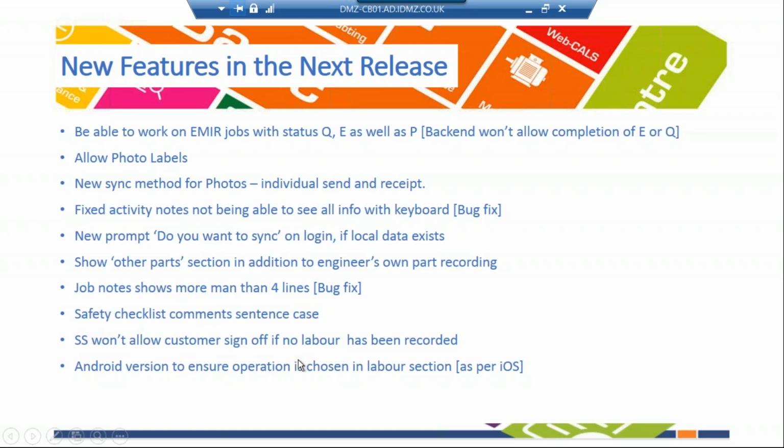And there's also a new functionality change that if no labour has been recorded against a job, it won't allow the customer to sign the job off. So that means the engineer will have to record some labour before the customer can sign the job off, obviously, because he will have done some labour if he's on site. And there's a change to Android as well. In the labour section in iOS, it enforces you to choose an activity, but in Android, it would allow you to go through without actually choosing the activity. So we've just tried to make it consistent, essentially.